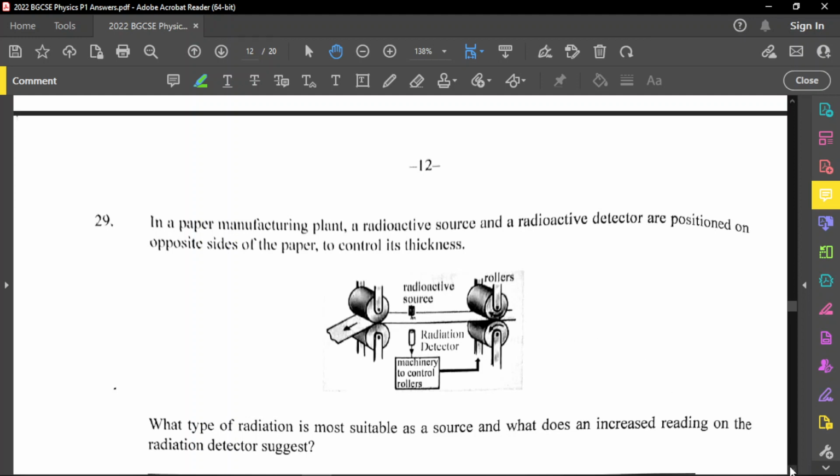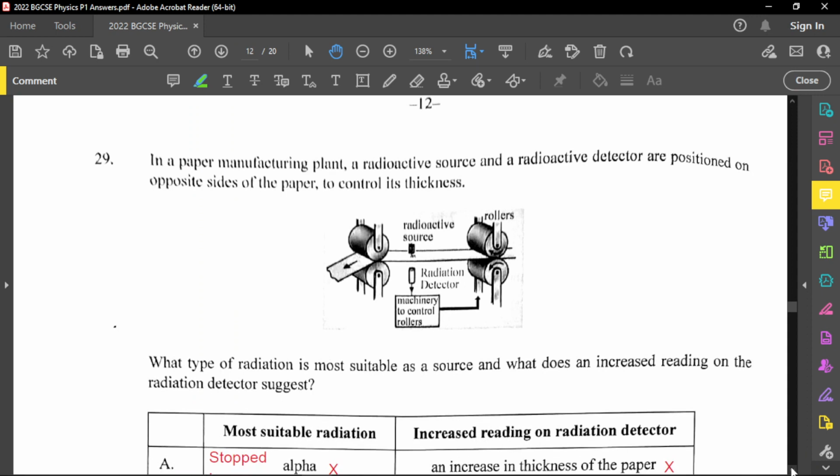And the radioactive detectors will detect the radioactive source and give a reading. The question asks: what type of radiation is most suitable as a source, and what does an increase in reading on the radiation detector suggest? If you have an increased reading, it means the detector is picking up the source more easily. So the thickness of the paper must be less. Increased reading means thinner paper.